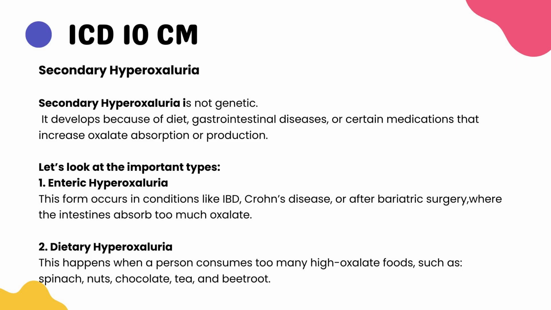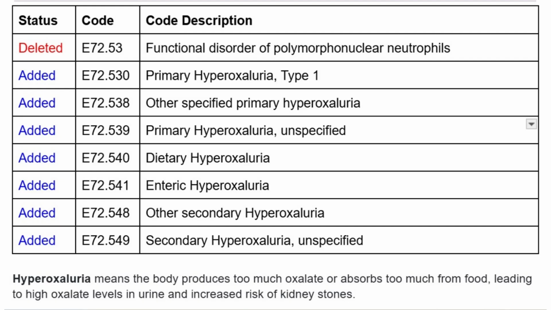Secondary hyperoxaluria. Secondary hyperoxaluria is not genetic. It develops because of diet, gastrointestinal diseases, or certain medications that increase oxalate absorption or production. The code range for secondary hyperoxaluria is E72.540 to E72.549. Let's look at the important types.